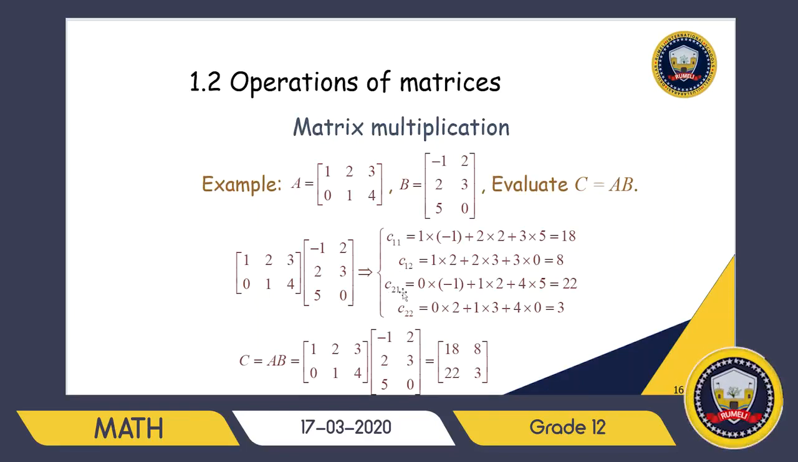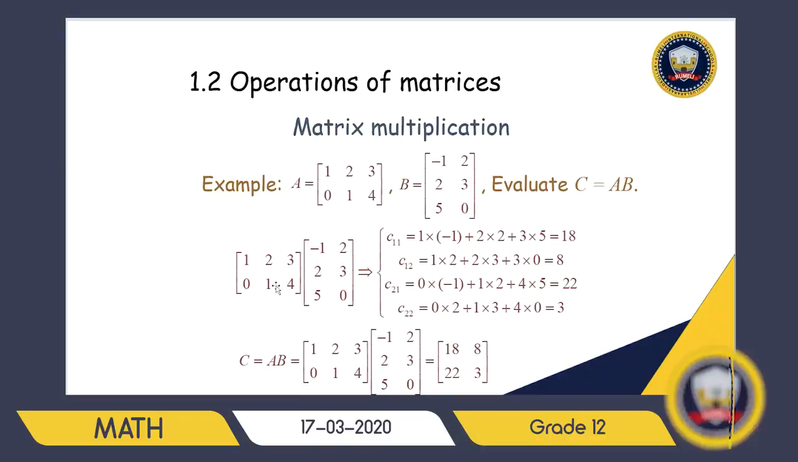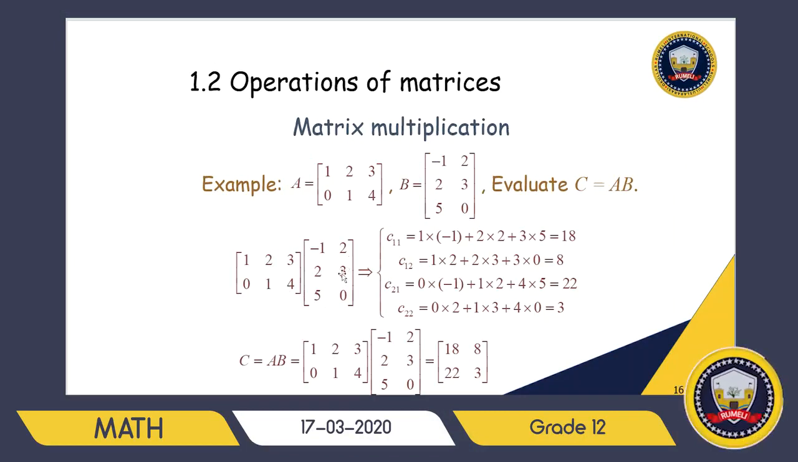Second row, first column. Doing the calculation, we will get C21. Doing the same for C22, second row with the second column, we get 0 times 2, 1 times 3, and 4 times 0. So we will get the new elements of the new matrix, which is the multiplication of A multiplied by the matrix B.